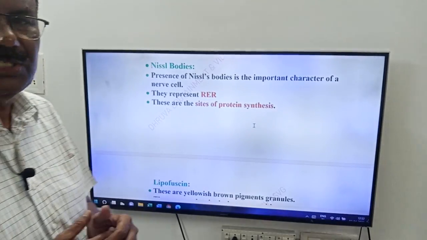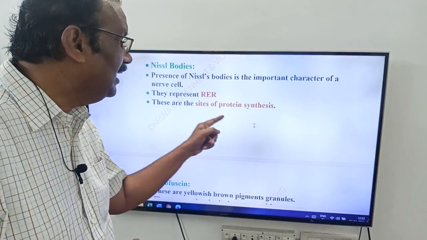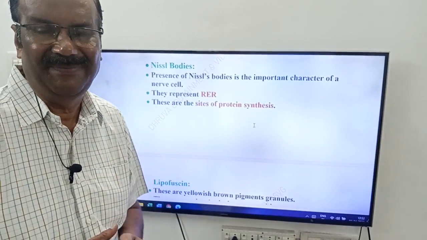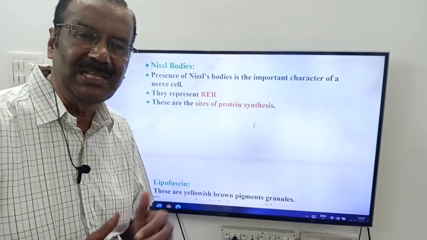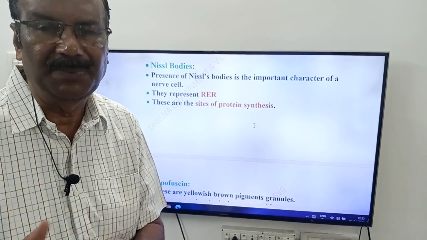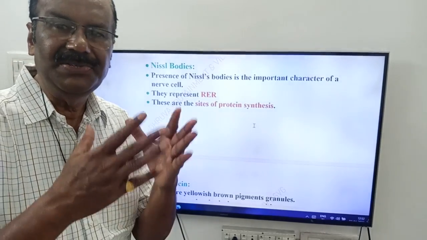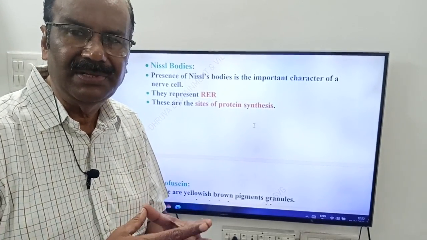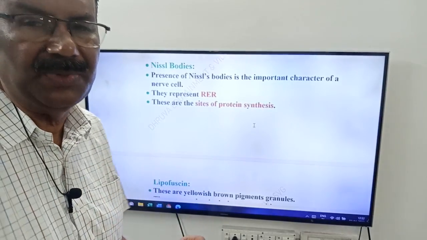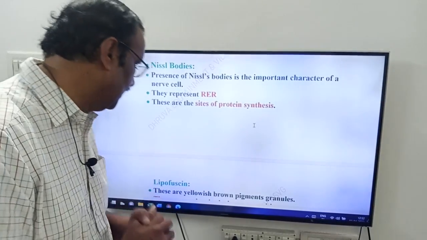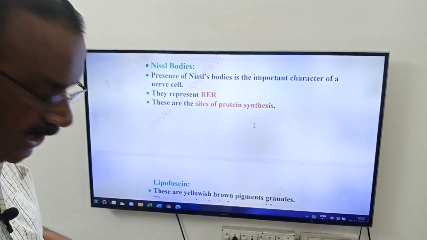What is the function of these Nissl's bodies friends? These are the sites of protein synthesis, means there the protein synthesis takes place in the nerve cell. So Nissl's bodies are the site or place where the protein synthesis takes place. That is about the Nissl's bodies friends.